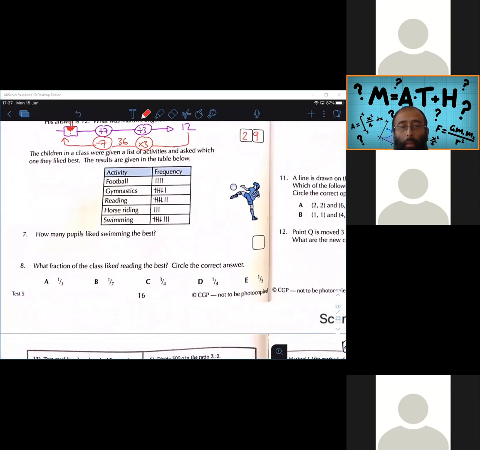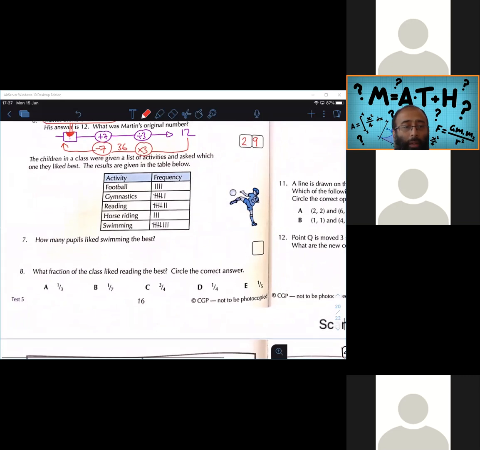Wait, can I quickly write that down? You can quickly write it down. How many pupils like swimming the best? So we're looking at this frequency diagram. We look at swimming. This represents 5. This represents 4.